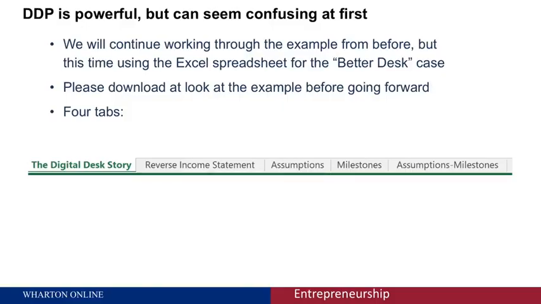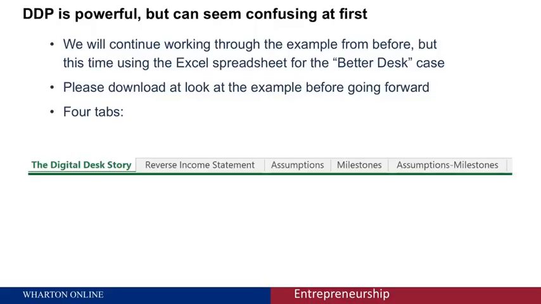The second tab you'll see is the reverse income statement. That's where most of the action is happening in this particular discovery-driven plan, and we'll talk about that in more detail. There's a list of assumptions, which again we discussed, the list of milestones, and then that assumption milestone chart that combines the two together. What I'd like you to do is look at the reverse income statement.